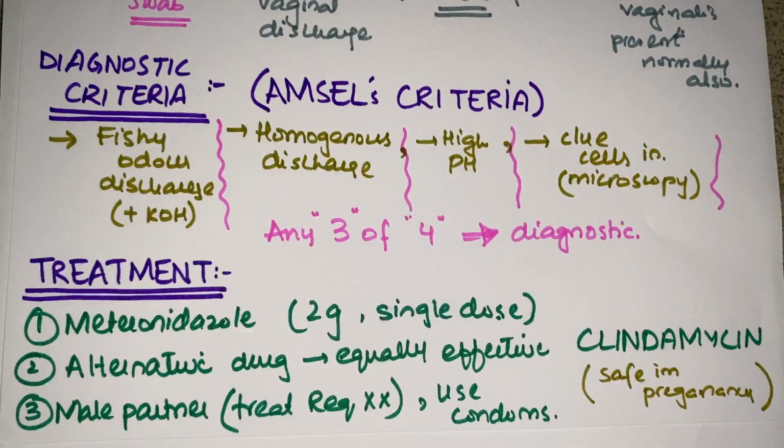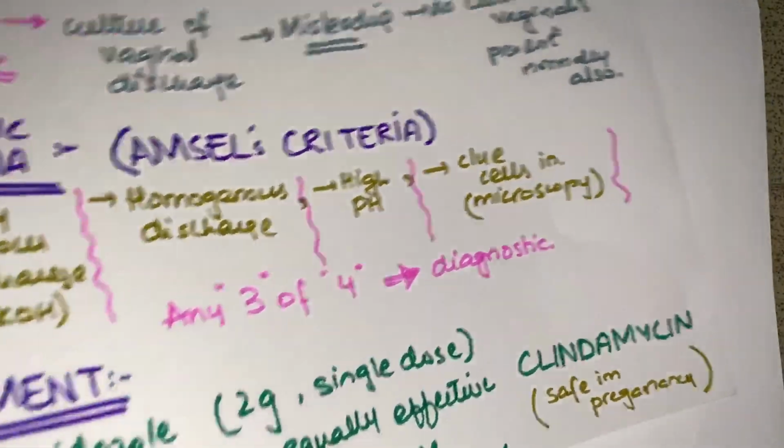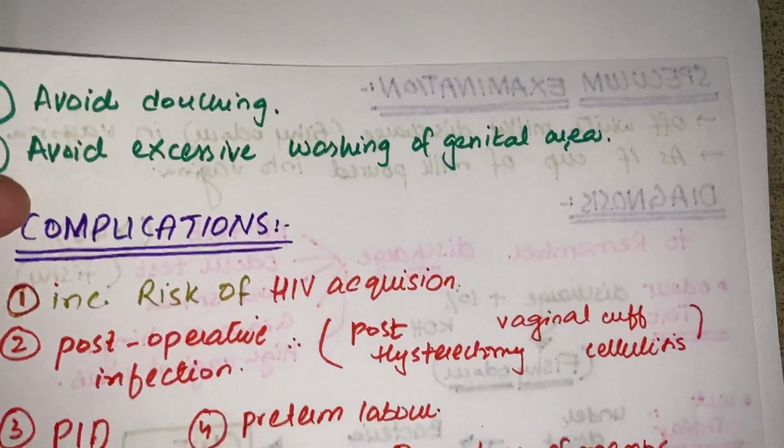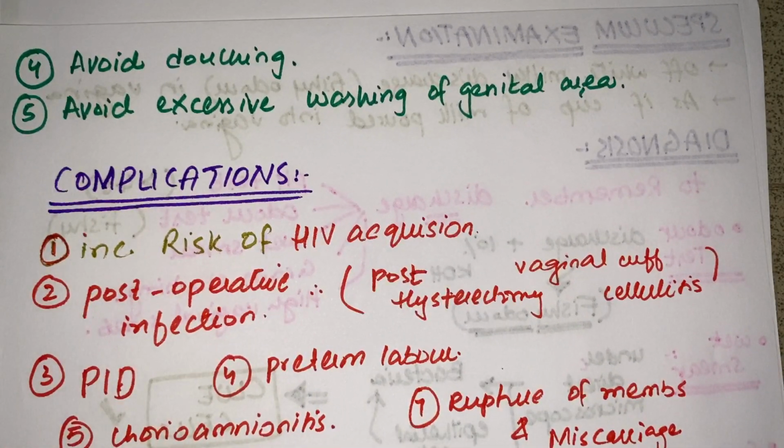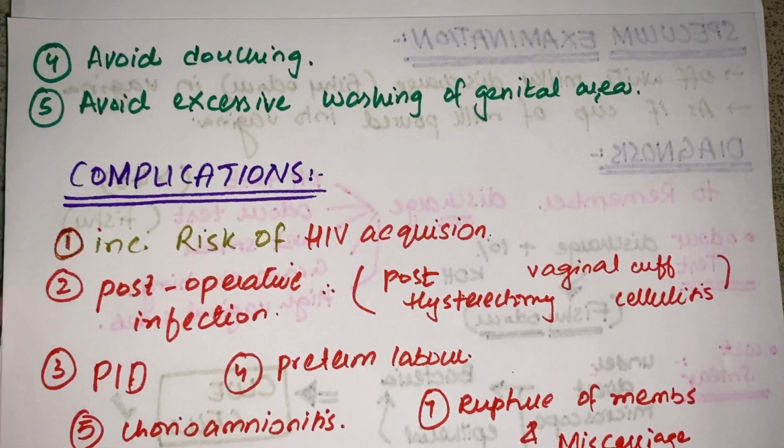Now in trichomoniasis we discussed that treatment of the male partner is necessary because it was spreading through sexual intercourse, but here the treatment of the male partner is not necessary. We just ask him to use condoms before sexual intercourse. So yeah, this is how we proceed in the treatment. And secondly, we discussed in the start that douching and excessive washing of genitalia is a risk factor, so we'll ask the female not to do so if she is having bacterial vaginosis.